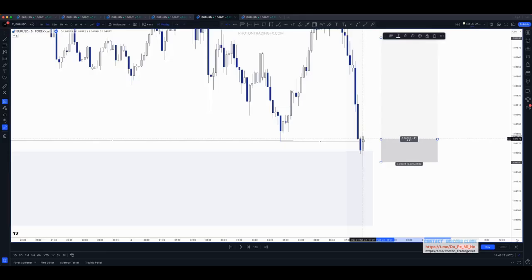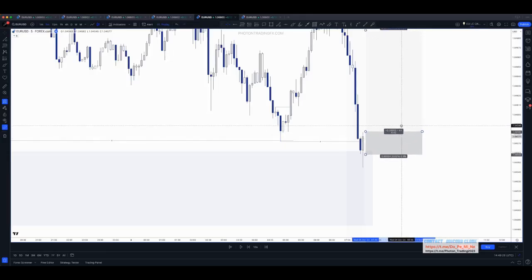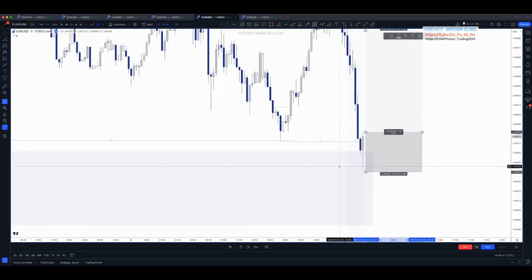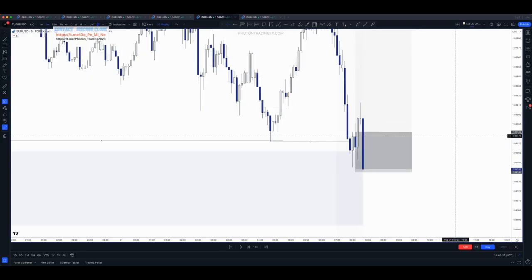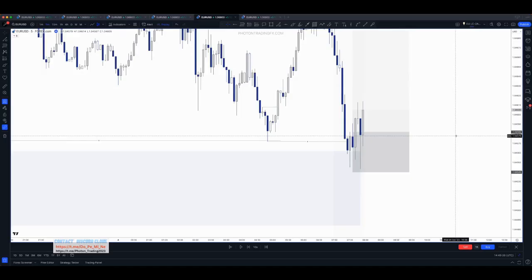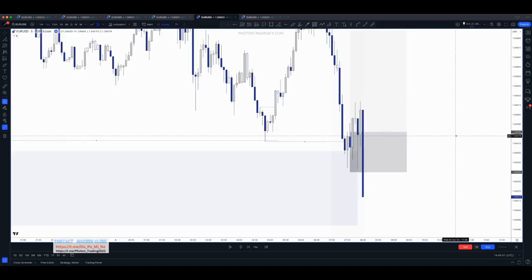Once this candle finishes printing, then we can put our buy stop above the high of that, and obviously our stop loss below. Then we get tagged into the trade, so now we do nothing. We just follow our management strategy. Price pushes up again, and then it comes down and stops us out.